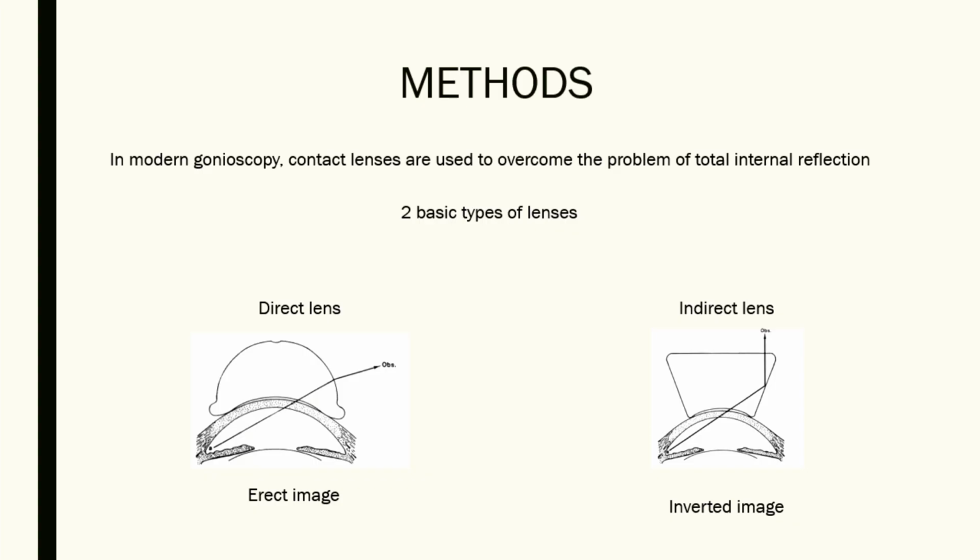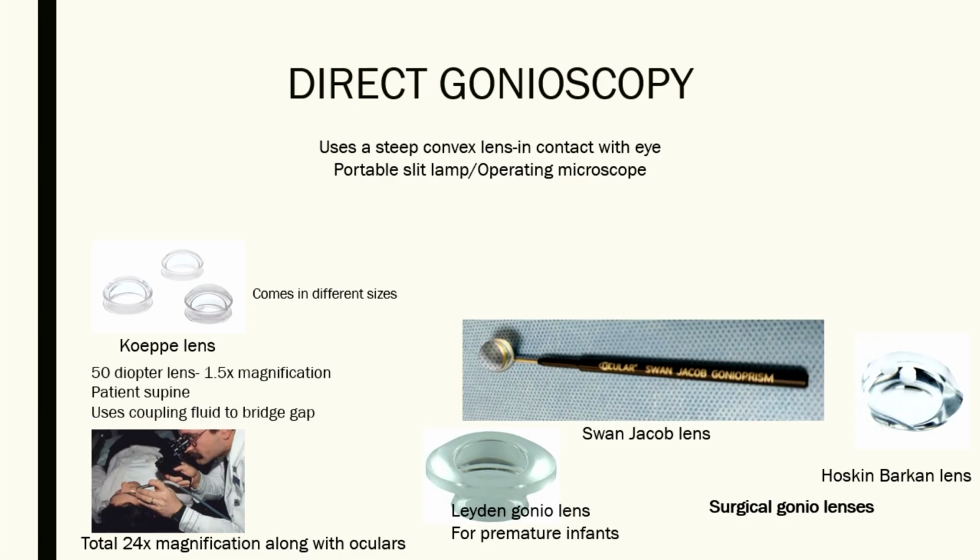A direct lens provides a different interface for the light to pass through. Therefore, the light exiting the angle can now enter the eye of the observer, and you see an erect image of the same. Whereas indirect lenses, on the other hand, use either prisms or mirrors, and that is how they reflect the light into the eye of the observer, giving us an inverted image. So let us take a look at some of the different types of gonio lenses.